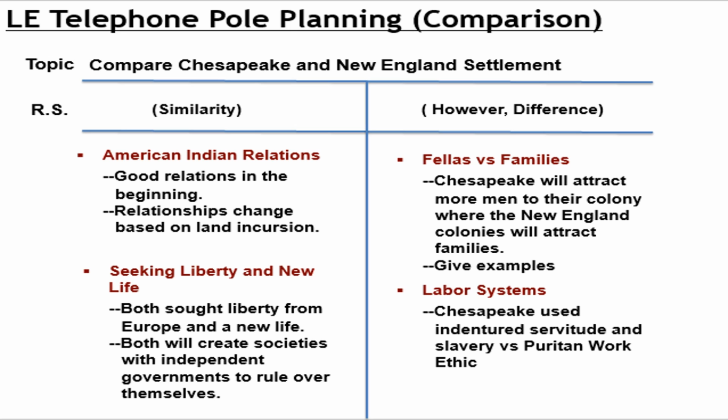However, now here's where your choice comes in. Depending on how much time you have left, are you going to write 2 paragraphs or are you going to write 1 paragraph? This is where you've got to decide which one's your stronger one. So if you're going to talk about that mostly men are moving to the Chesapeake region and families are moving to the New England region, you could talk about that. Or you could talk about the labor systems in both that are going to be kind of different. The Chesapeake are going to use more indentured servants and slavery, where the Puritans are going to actually use the Puritan work ethic.